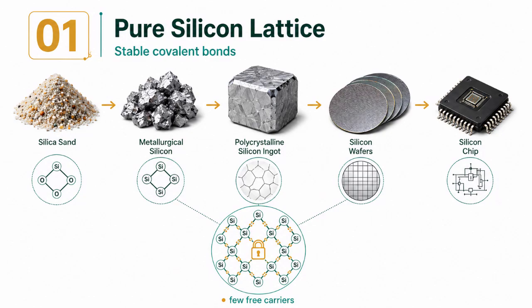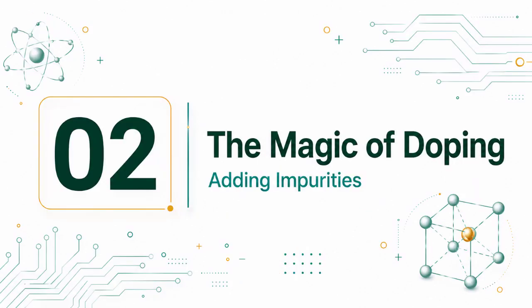Seriously, at absolute zero, pure silicon is a near perfect insulator. It doesn't conduct electricity well at all. It is literally a blank canvas, just sitting there waiting for us to give it a job. Which brings us to part 2, the magic of doping.